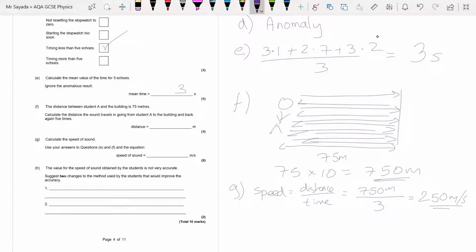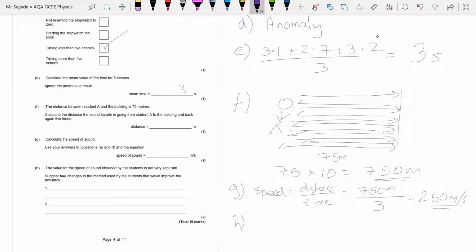And finally, the value turns out to not be very accurate. So 2 changes that would improve the accuracy. So we need to do things that will give us less error. And the best way to do that is to take bigger measurements. The bigger the measurements, the better. That's just a general rule across all practicals. If you can take bigger measurements, your answers are going to be more accurate.